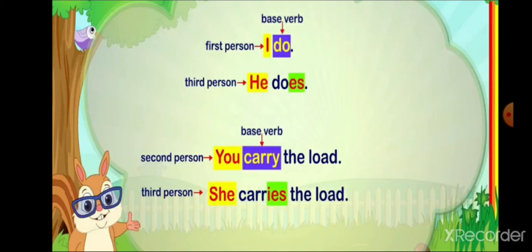Now, when we talk about the second person, you can see the sentence: you carry the load. So what is the base form? Carry, right? And when we convert this sentence by using the third person, and if we use she, the base form of verb carry becomes carries. She carries the load. Means whenever we talk about the third person, then we have to use es, ies with the base form of verb.